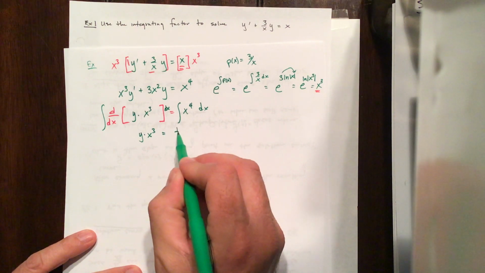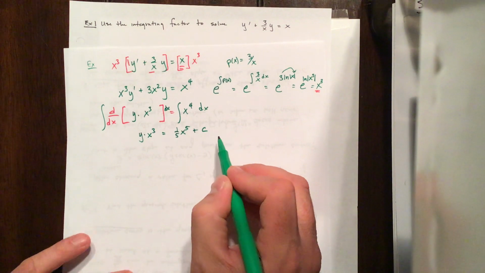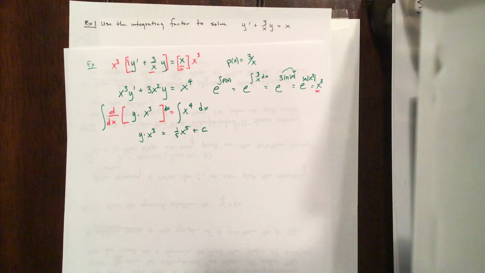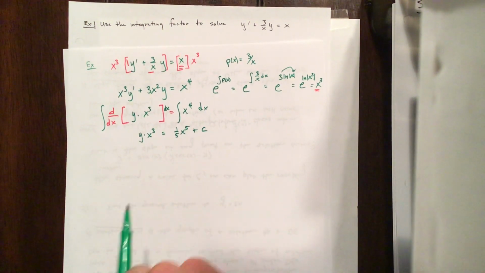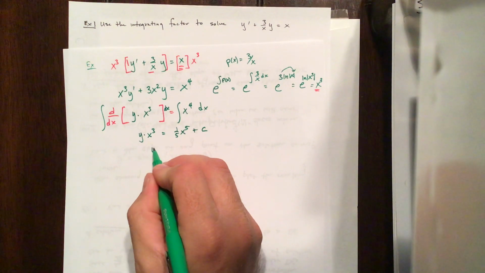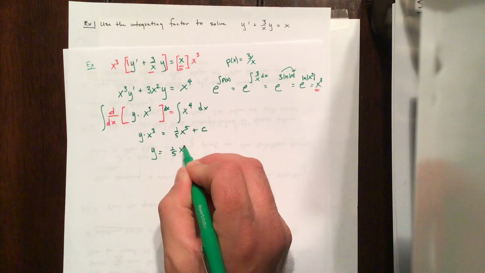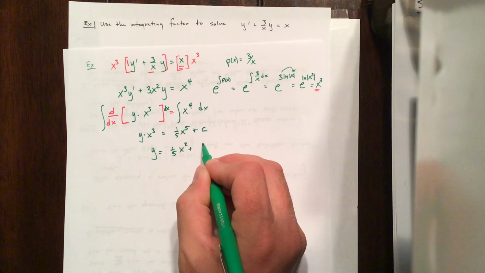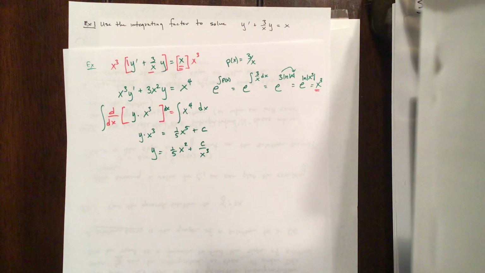This is 1/5 x to the fifth plus c. Here your plus c is important. I know I pick up a plus c from each side of the integral. I'm just going to put it on the other side, the right-hand side. And now we divide by x cubed. So that's 1/5 x squared plus c over x cubed. And there's your answer.